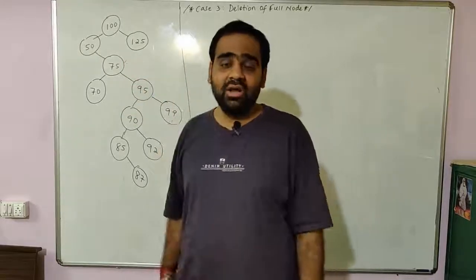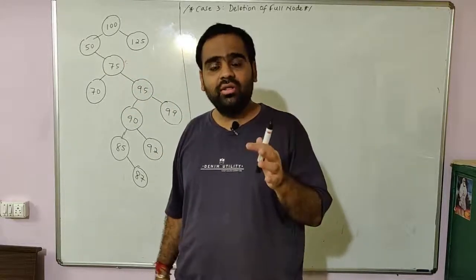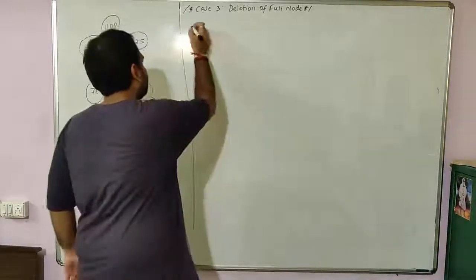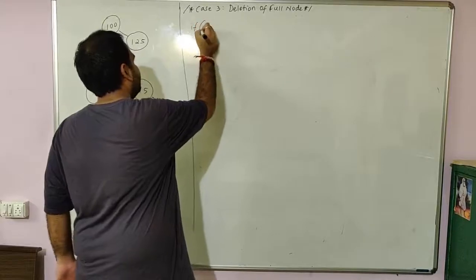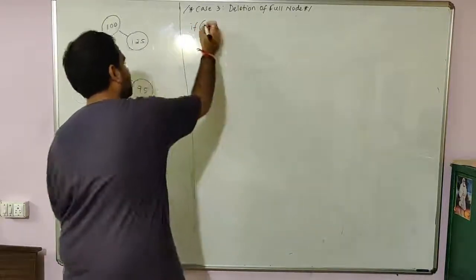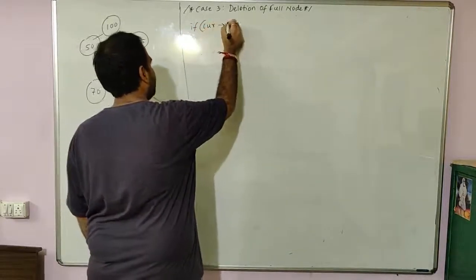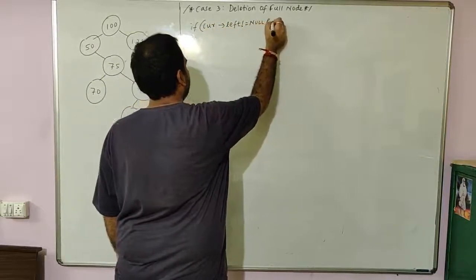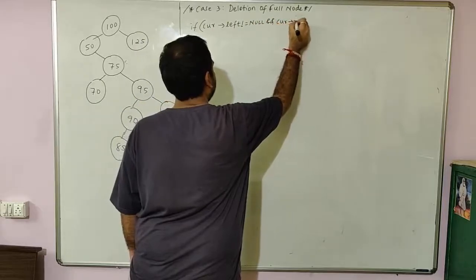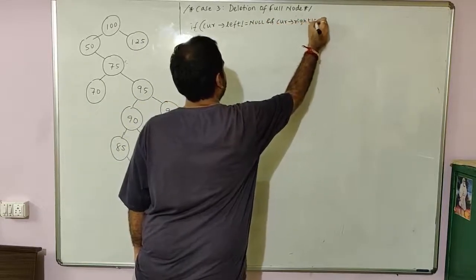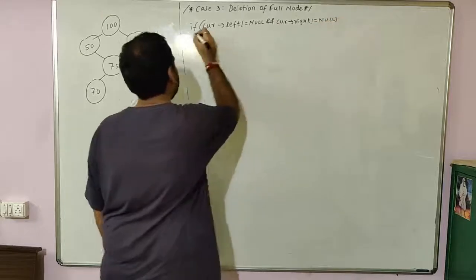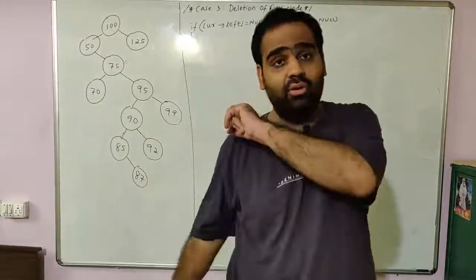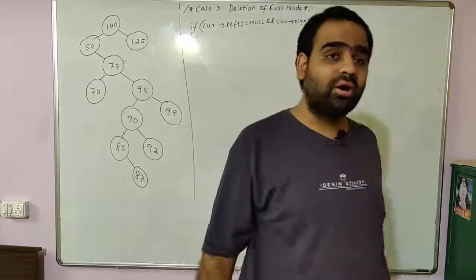That's the question. Now there is something called in-order successor and in-order preceder. Before we see this question, we need to check if it is a full node or not. And how do we check that? We say if current arrow left not equal to null, and current arrow right not equal to null, that is, if the value of left is not null and the value of right is not null, it means it is a full node. And if it is a full node, what shall we do?